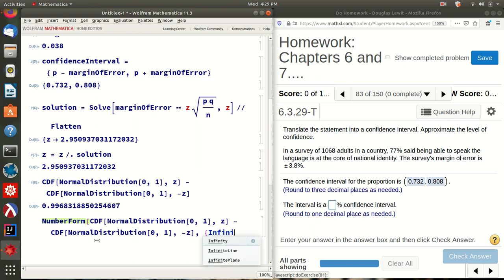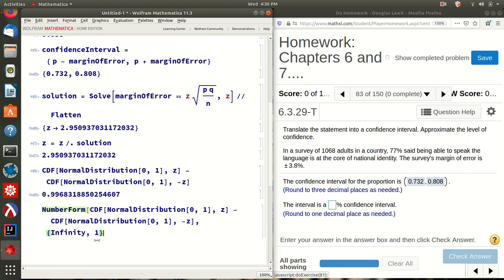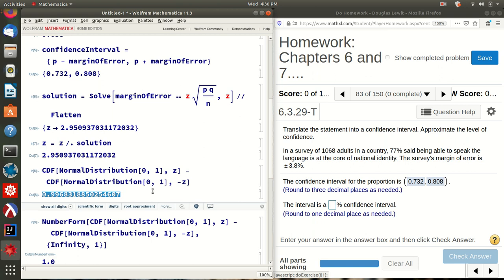Infinity means give me all the digits to the left of the decimal point, although we know it's really just going to be one digit. The 1 here means give me one digit to the right of the decimal point. That did not, wait a minute. Why am I just getting the number? This is really the correct answer here. That's really strange.